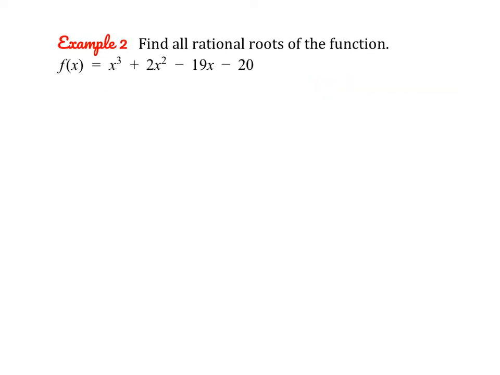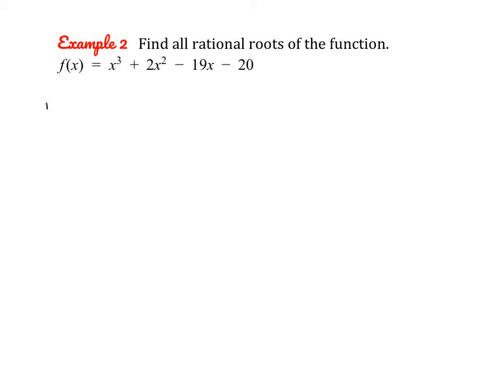So now that we know how to list out the potential roots of a problem, let's actually give one of these a try. So here we're asked to find all the rational roots of this function. Of course, you should try to factor it first. You could try to factor by grouping, but it doesn't work. So that's when we know we need to use that rational zero theorem.